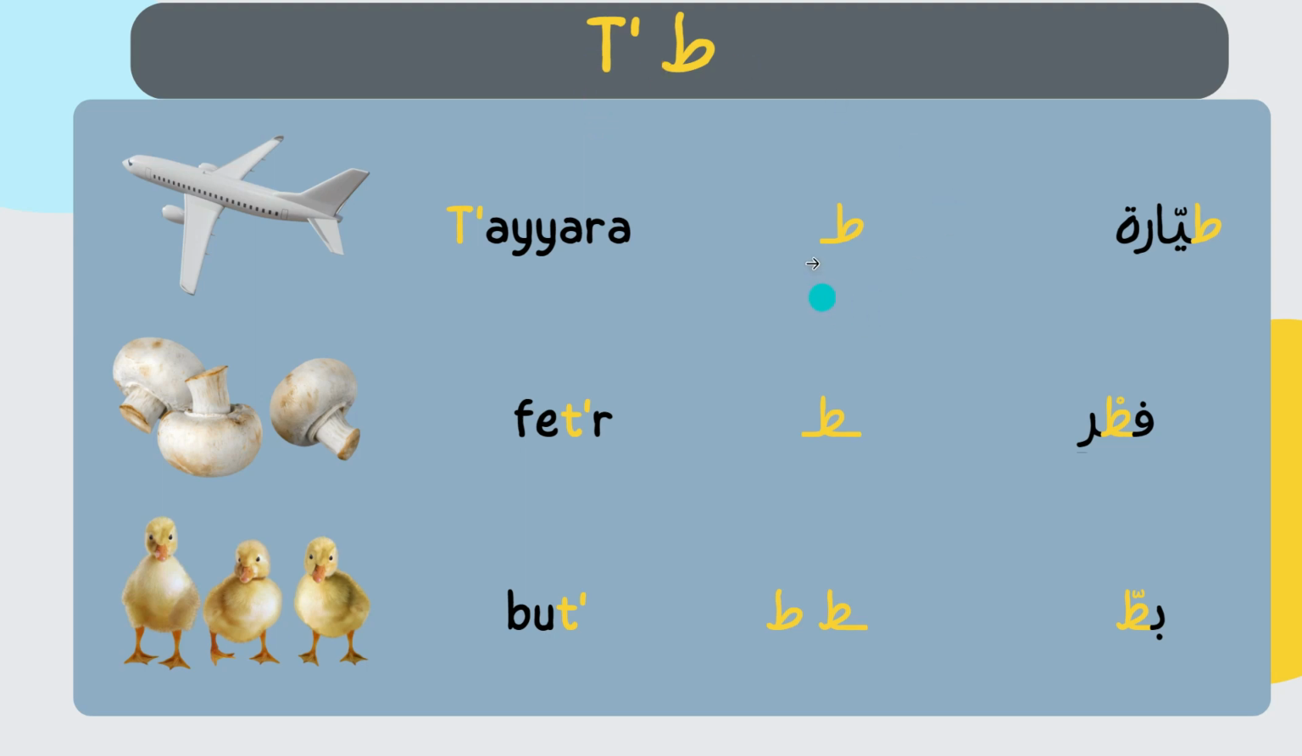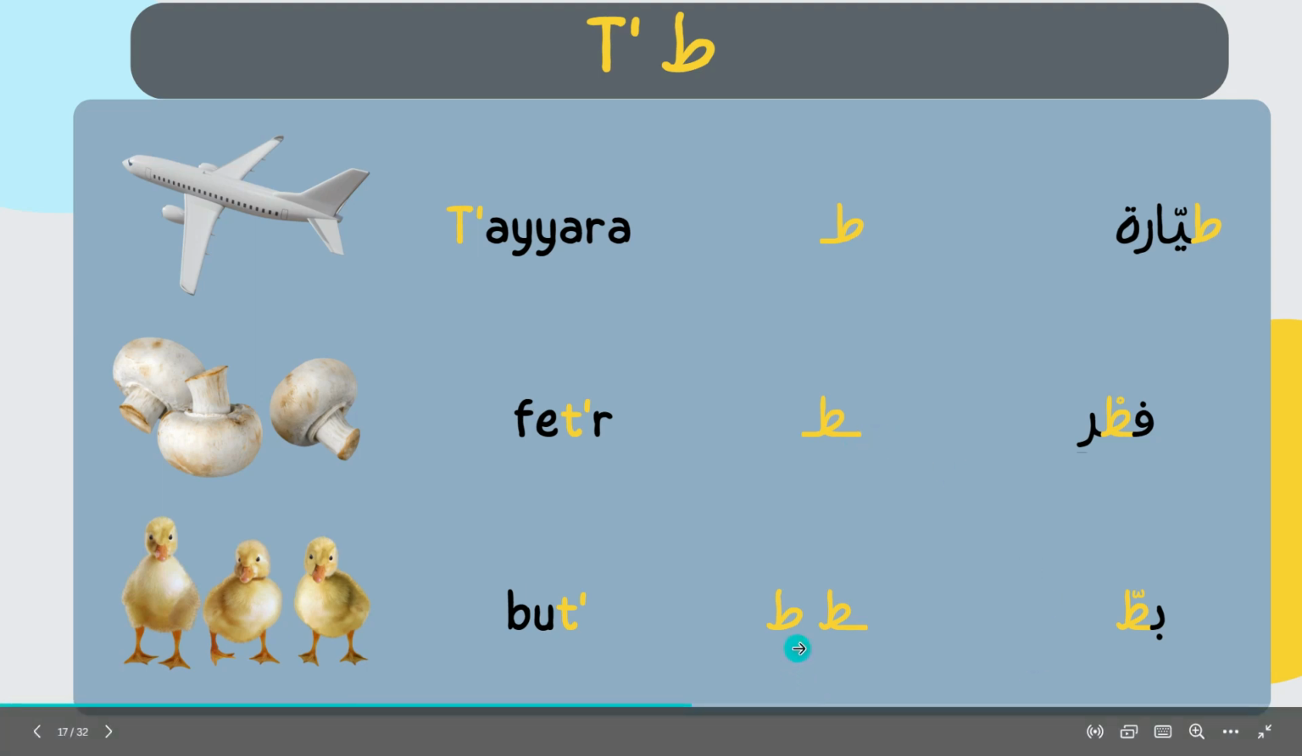Okay. In the first or initial position, we just extend this arm here a bit. In the middle, the same as the beginning but with a linking arm from the other side. And in the end, it's either connected or separated. It's your turn to read the first word, then look at it in Arabic.